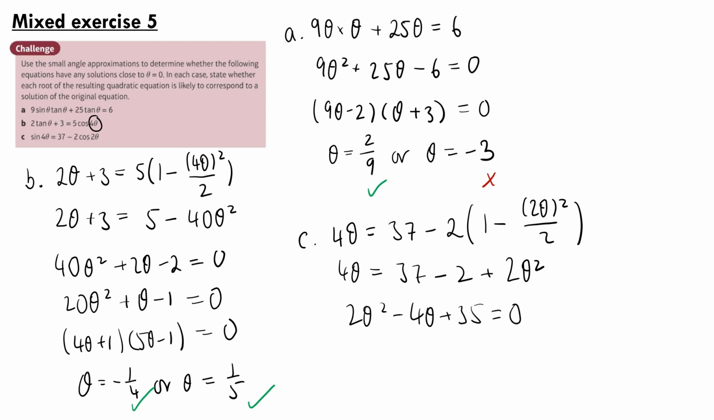And actually here, if we work out the discriminant, b squared minus 4ac, we have 16 minus 4 times 2 times 35, which is minus 264. This is less than 0, so actually there are no solutions.